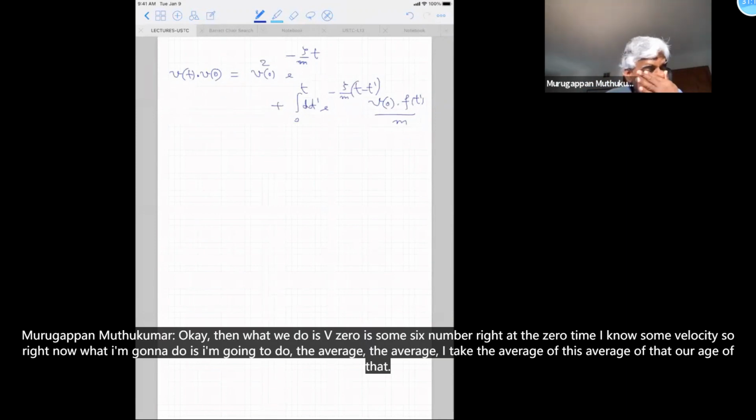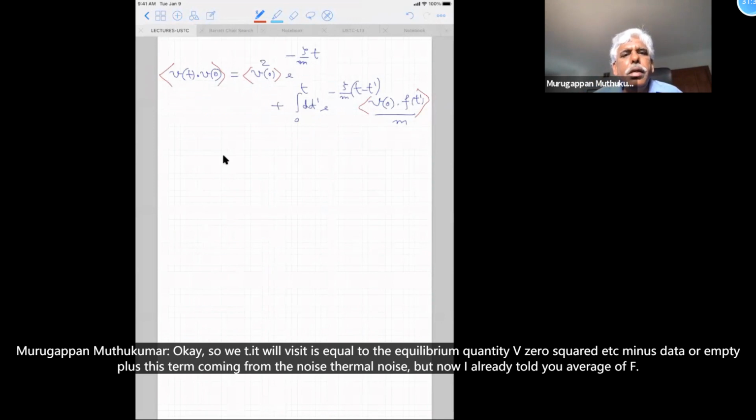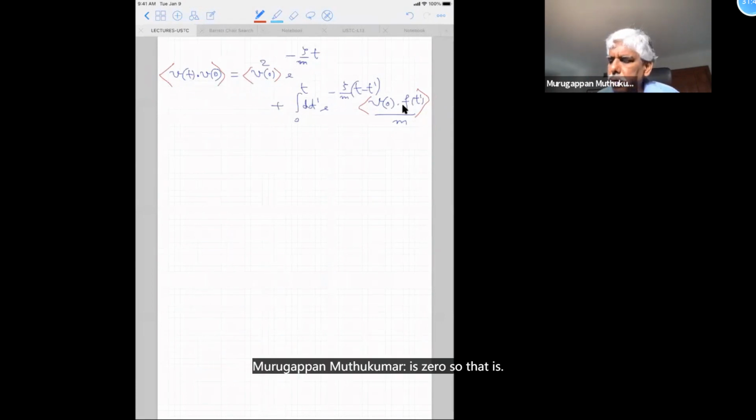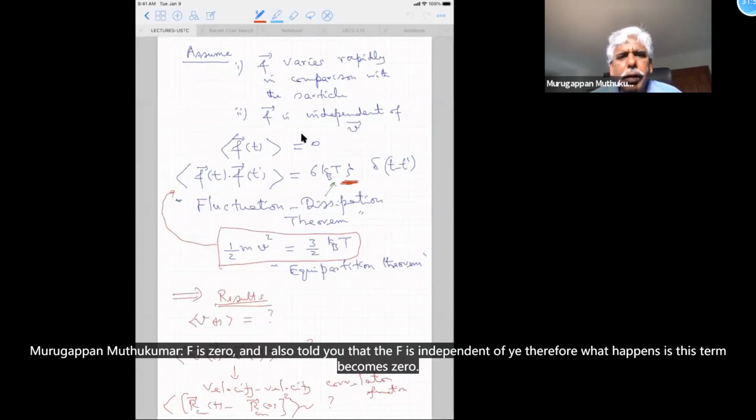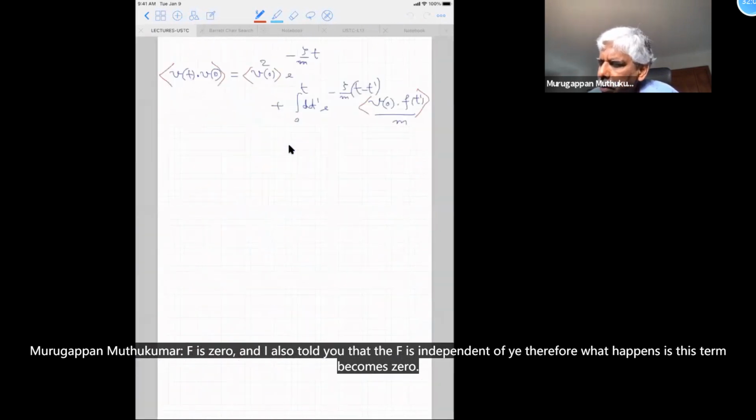Then v0 is some fixed number, right? At the zero time, I know some velocity. Now what I'm going to do is take the average: the average of this, average of that, average of that. So v(t) dotted with v0 is equal to the equilibrium quantity v0 squared e to the minus zeta over m t, plus this term coming from the thermal noise. But I already told you the average of F is 0, and I also told you that F is independent of v. Therefore, this term becomes 0.